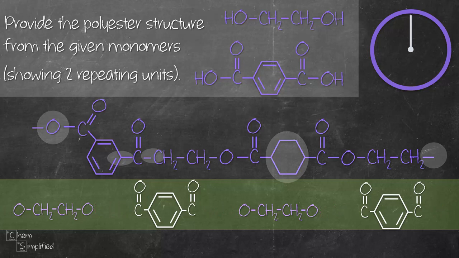All we have to do is connect the remaining parts together like this. Also, don't forget to have the open-ended bonds on both sides. The bond that we connected between the two monomers, that's actually called the ester linkage. With that, we've got the right structure for polyester formed from the two monomers.